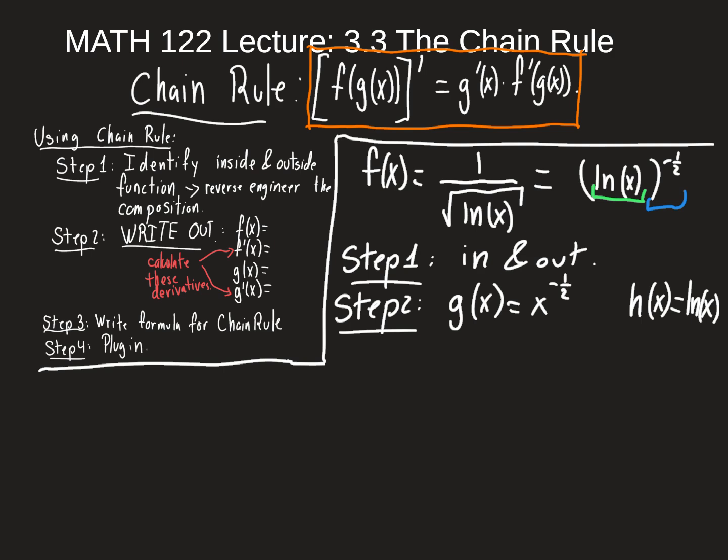Now, as usual, we also need to find the derivatives of these guys and write them out on the page. So we need g prime of x. This is going to be a power rule. We are going to end up with negative 1/2 in front times x to the negative 1/2 minus 1. And then h prime of x is just going to be equal to 1 over x.